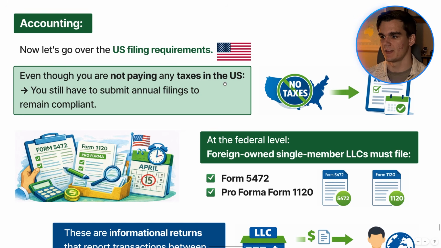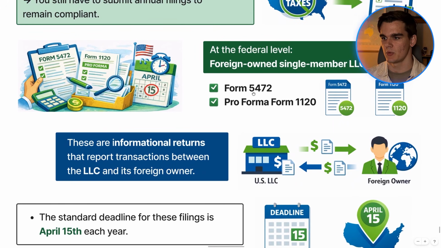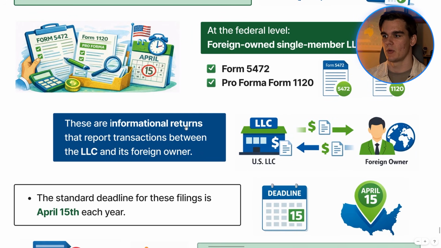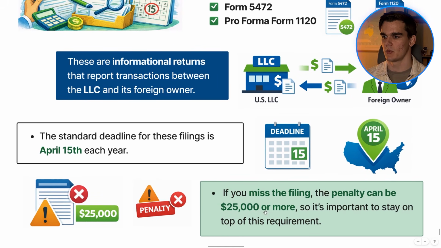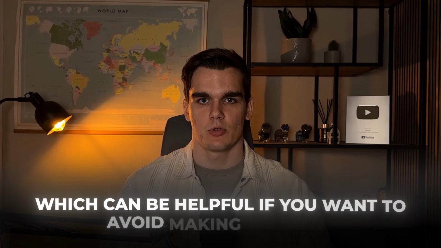Even though you're not paying any tax in the US, you still have to submit annual filings to remain compliant. At the federal level, foreign-owned single-member LLCs must file Form 5472 together with Pro Forma 1120. These are informational returns that report transactions between the LLC and its foreign owner. The standard deadline for these filings is April 15th each year, and if you miss the filing, the penalty can be $25,000 or more, so it's important to stay on top of this requirement. You can file these forms yourself, or you can hire a CPA or specialized service to handle them. Many registered agent companies also offer tax filing services, which can be helpful if you want to avoid making mistakes.